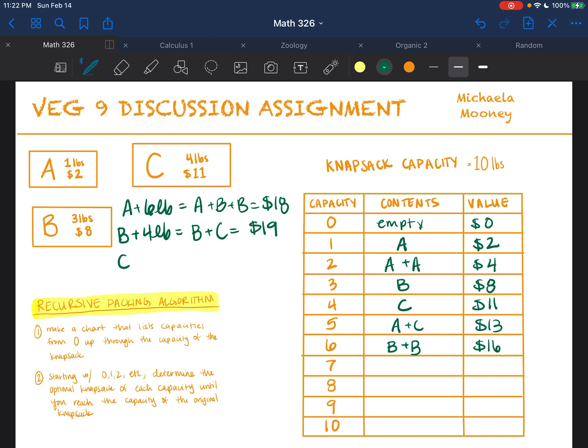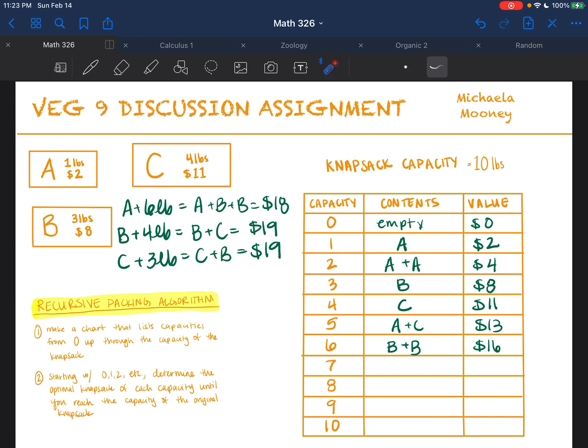And finally, we look at C, which is 4 pounds. If we fill our 7-pound capacity sack with 4 pounds, we have 3 pounds left over. So we look at optimal capacity 3, and that is B, worth $8. So we do original C plus B, and that is $8 plus $11, which is $19.